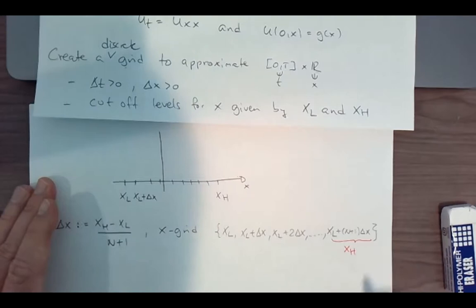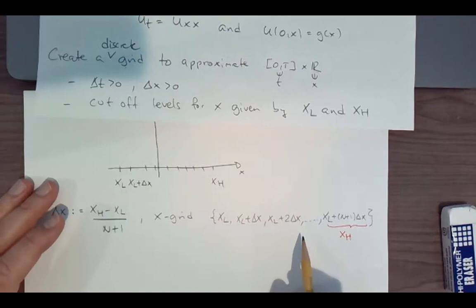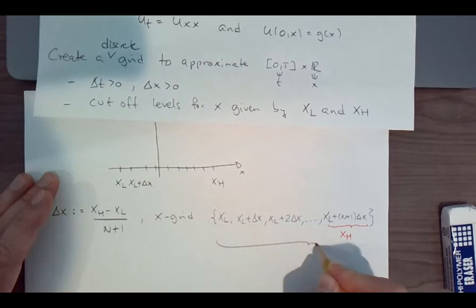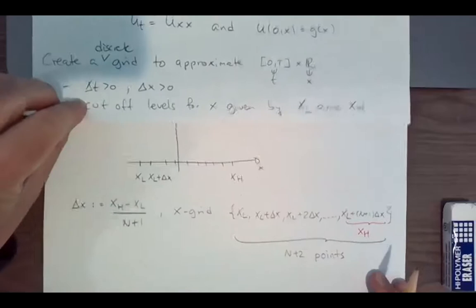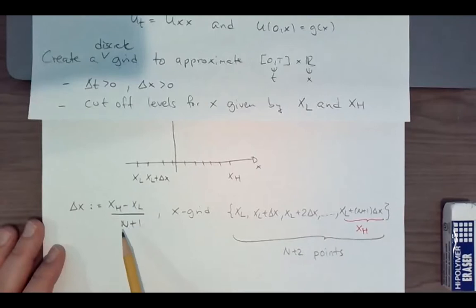So if we count the points, we want to have n plus 2 points here. Depending on what notes you're looking at, if you're looking at YouTube videos, there might be a different convention on what is divided by and so on. This is the one that I ultimately have settled on.